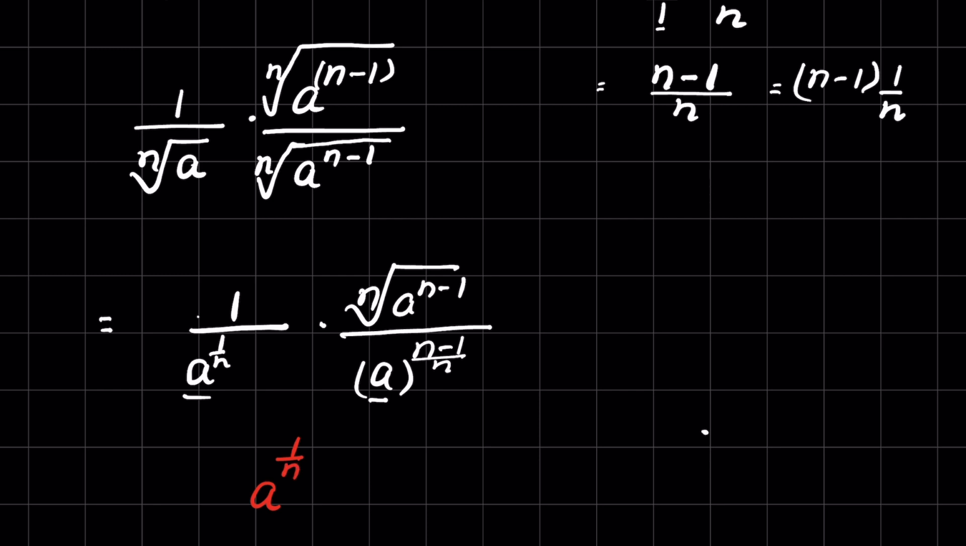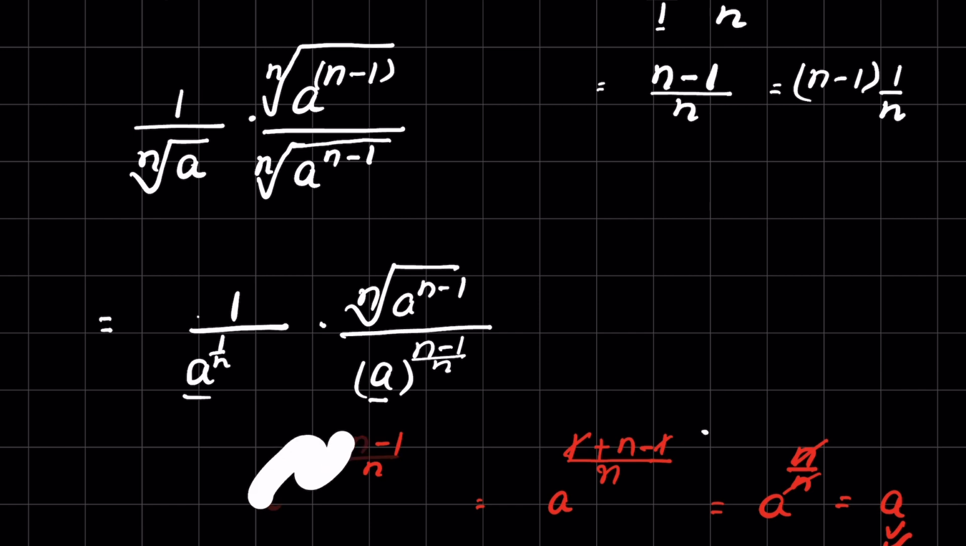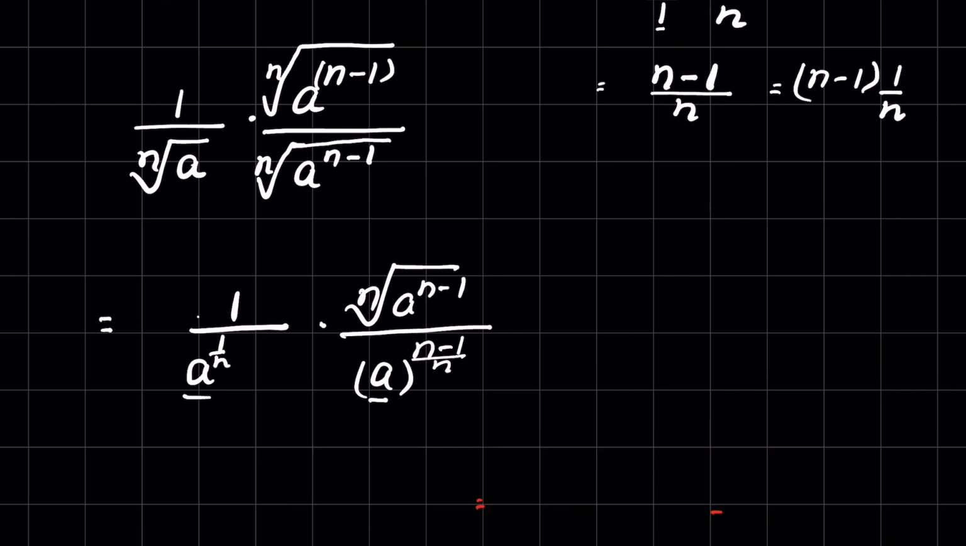So here a raised to the power 1 upon n plus n minus 1 upon n. We have to add the exponents. Now add the fractions, 1 plus n minus 1. So the 1 and minus 1 cancel. It is a raised to the power n upon n, and this n and this n get cancelled. So it will be equal to a. Now in the denominator you have a whole number. That is why when there is an nth root and you have to rationalize it, you multiply and divide it by nth root of a raised to the power of n minus 1.